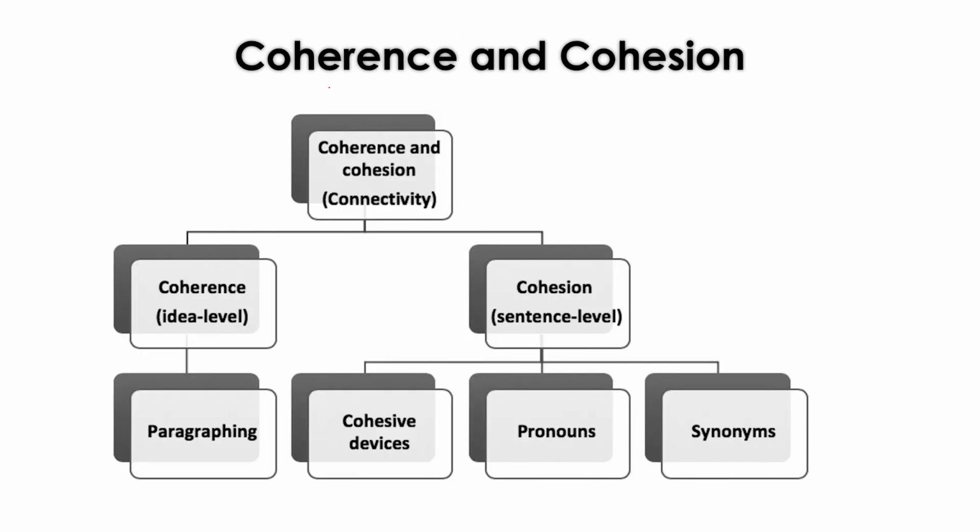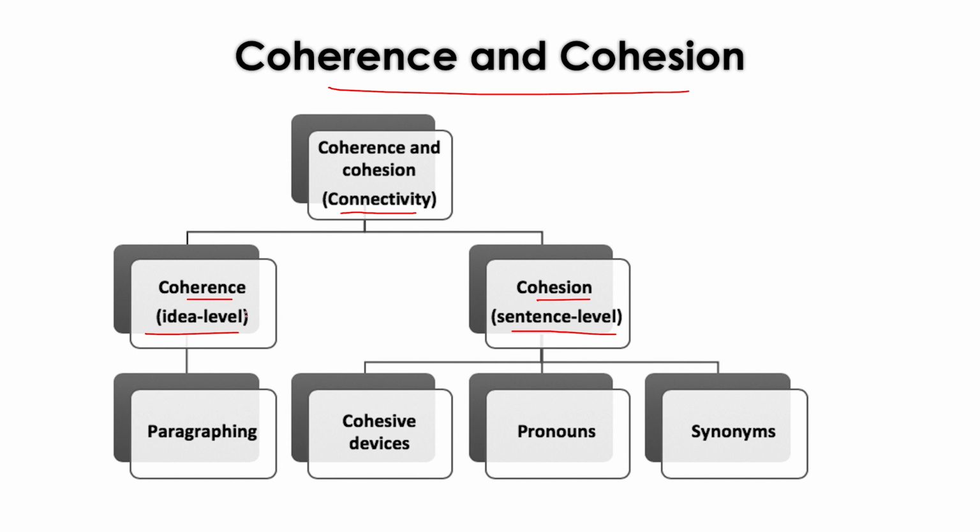So when we talk about coherence and cohesion, there are a couple of things that you gotta keep in mind. Breaking it down, this is what it looks like. Coherence and cohesion, basically what it is is connectivity, connecting sentences and connecting paragraphs and words as well, of course. So breaking it down into 2 things, we have coherence and we have cohesion. Coherence happens on idea level, cohesion happens on a sentence level. So keep that in mind.